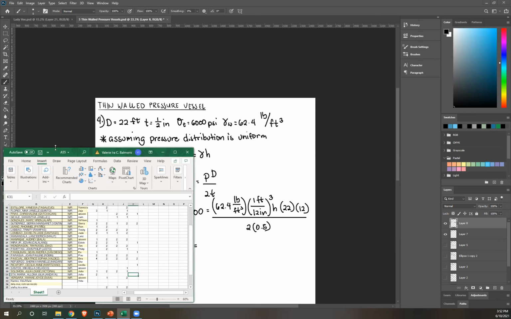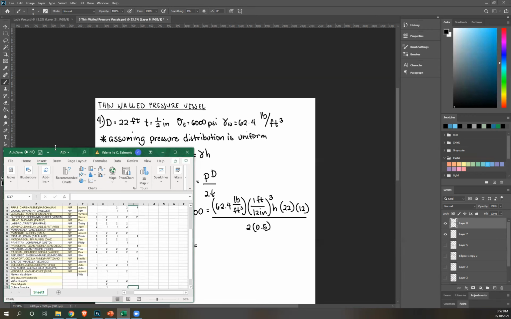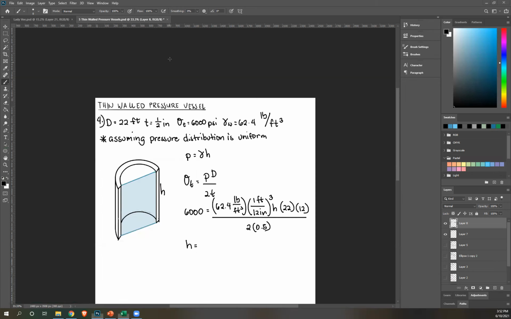Yes, 629 inches. So 629.37 inches, or convert that to feet. Divided by 12, that's 52.45 feet. So that's our answer for H, assuming pressure distribution is uniform.